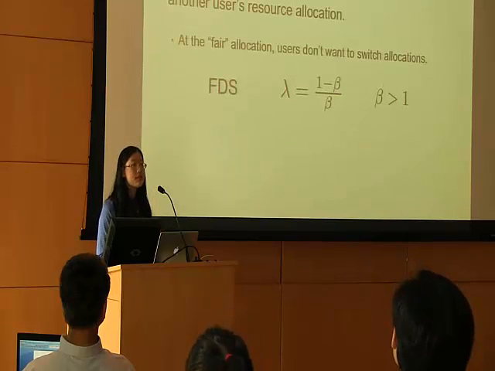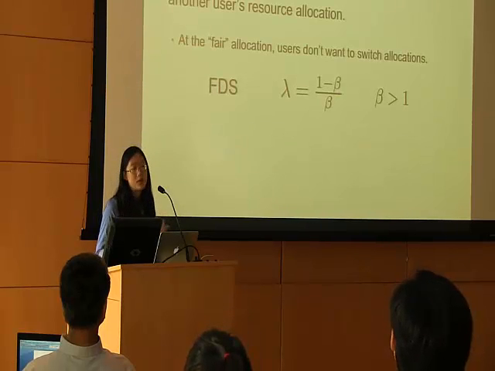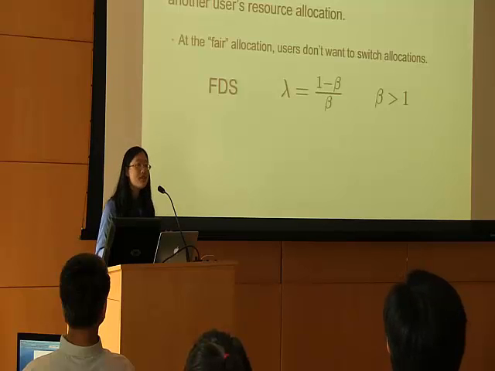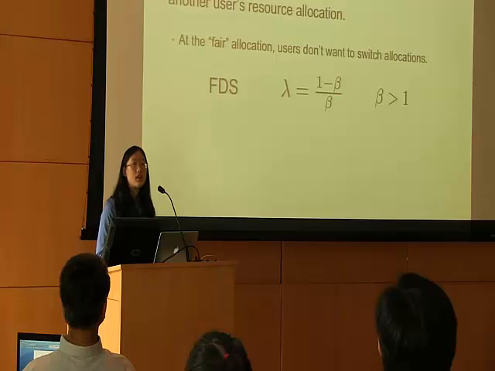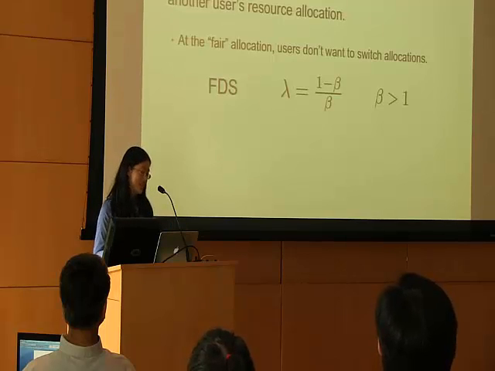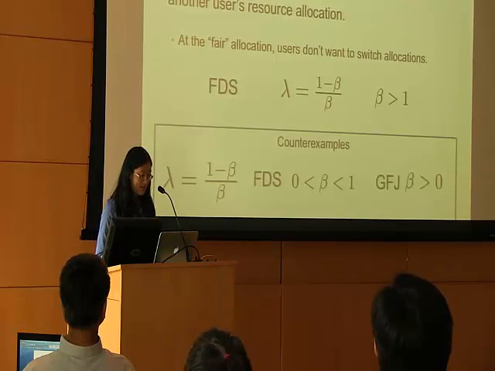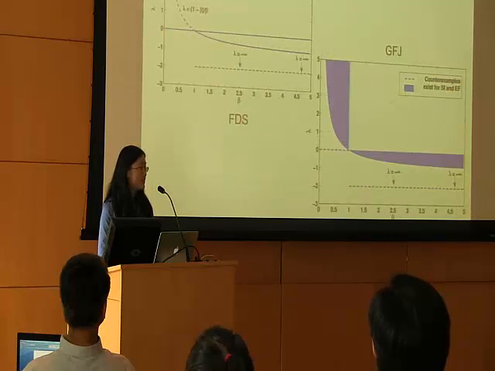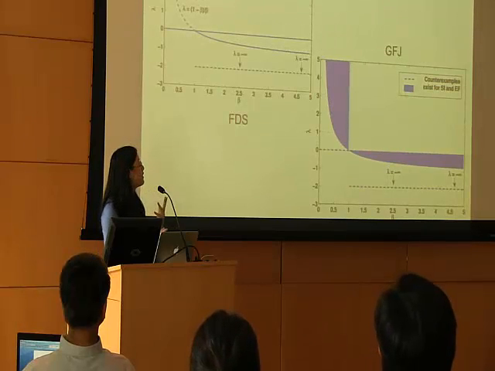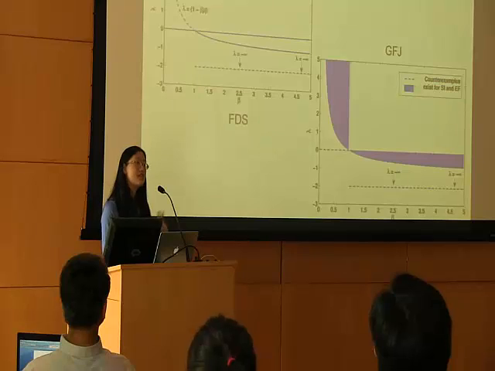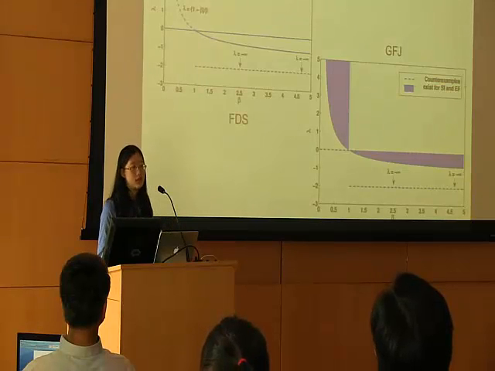Now for envy freeness, you can actually derive the same parameter conditions. And the definition of envy freeness is that no user envies another user's allocation. So users don't want to switch allocations. So again, the same parameter conditions. And this visualizes when sharing incentive and envy freeness do and do not hold.